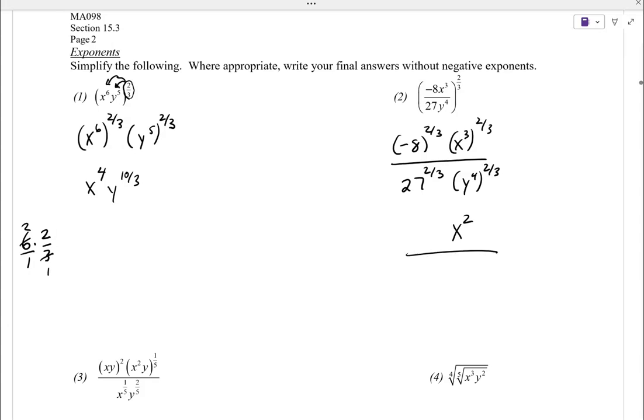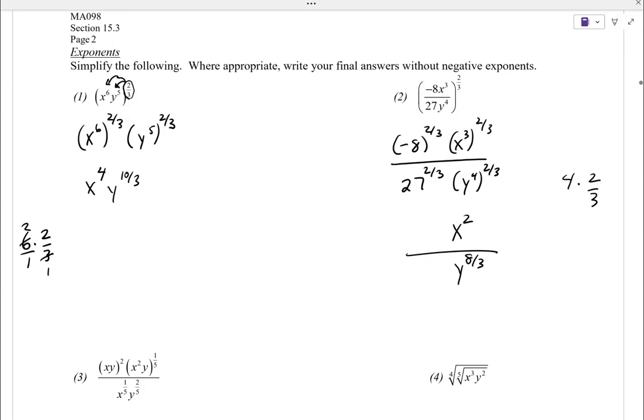On top, or excuse me, on bottom, when you do 4 times 2/3, there's not a lot of simplifying, is there? So what will we get when we multiply those? 8 over 3, good. I still have to deal with the numbers, but are we okay with the variables? Variables okay? Yeah? Okay. Let's worry about the numbers now.